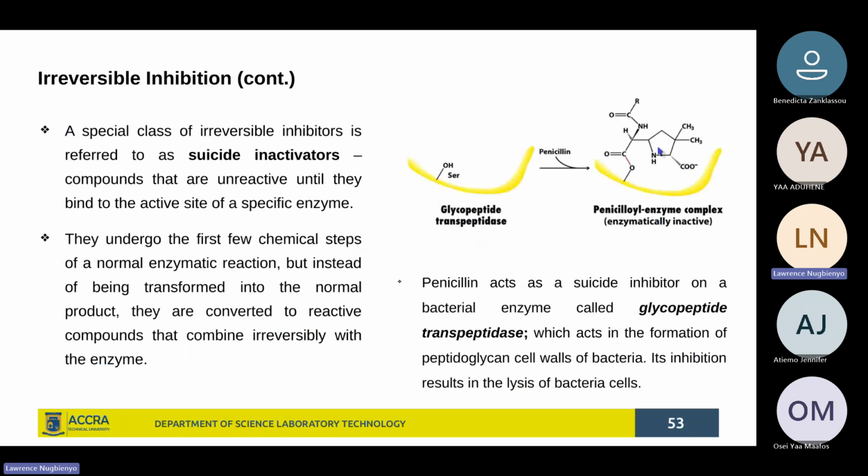If the enzyme is rendered inactive, there cannot be the formation of the peptidoglycan, which forms the cell walls of the bacteria. In other words, the cell walls of the bacteria are going to get destroyed, and that results in the death of the bacteria. So that is how penicillin can also act. Some of these irreversible inhibitors are referred to as suicide inactivators. I mean, they can cause some sort of apoptotic reactions in cells.